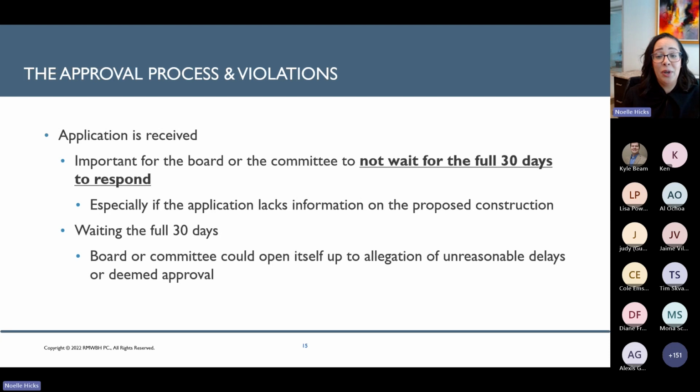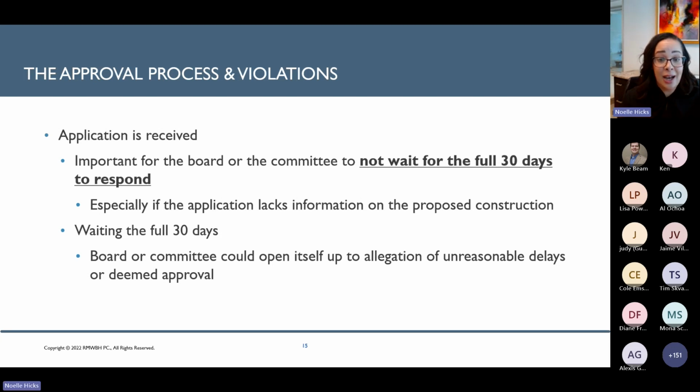Now, if we know for a fact that there are issues or that this application absolutely would be denied, then we need to go ahead and make sure that we send out that written denial letter and just not wait for that full 30 days, because too many things can happen if we wait for that full amount of time.